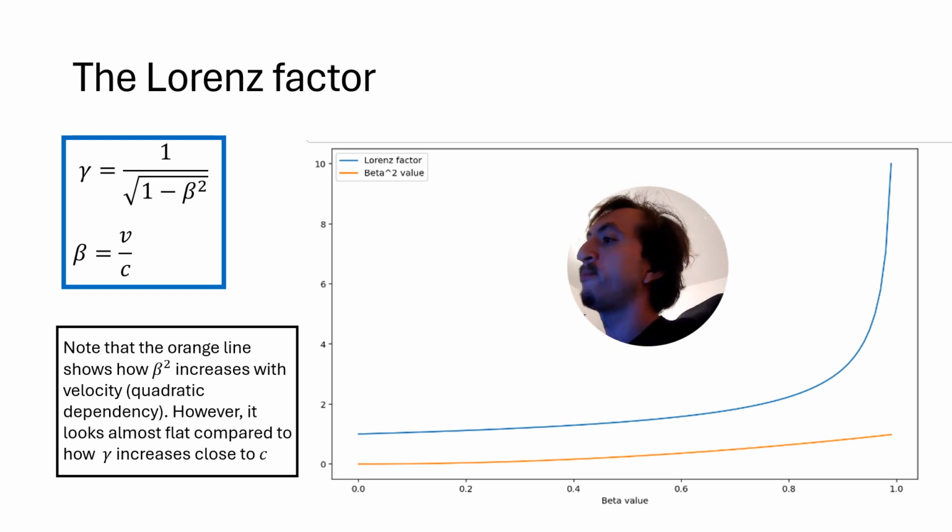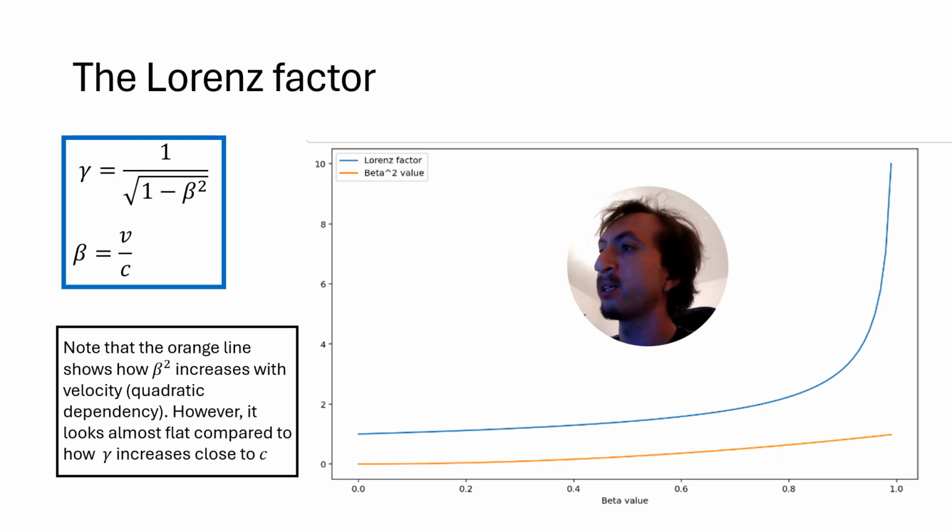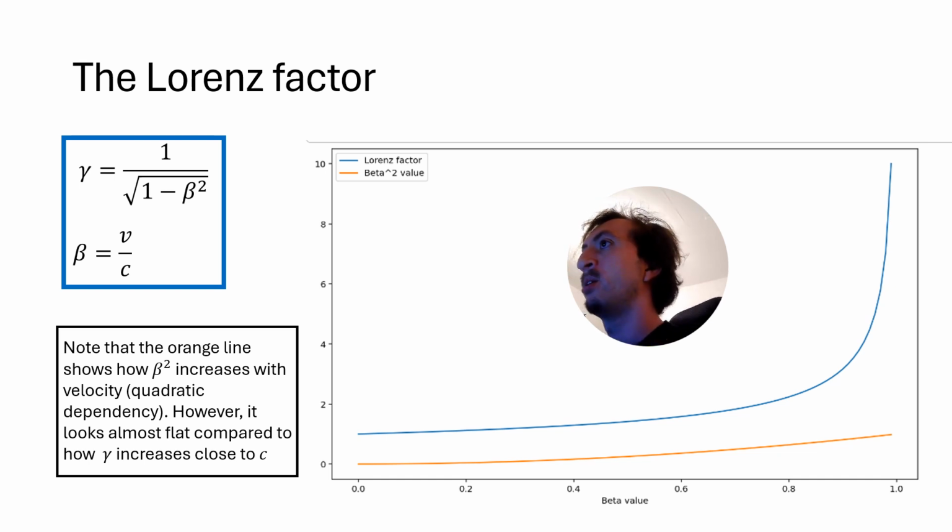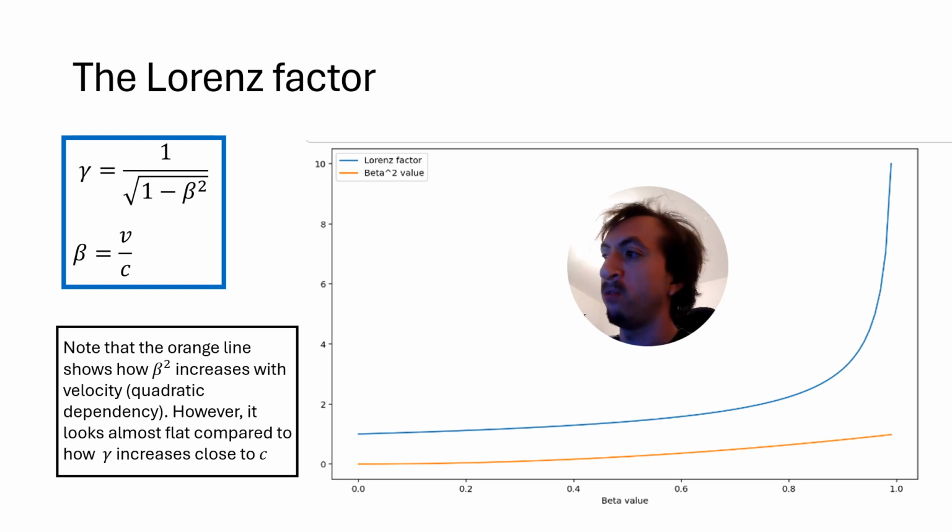But anyway, this has just been a not the most exciting graph, admittedly, but it's worth having a look to see quite how rapidly this Lorentz factor, and therefore things like time dilation, kicks in as beta goes to 1 or v goes to c.